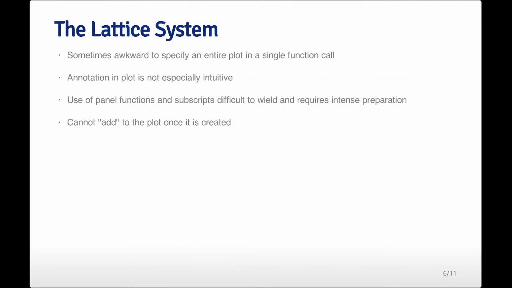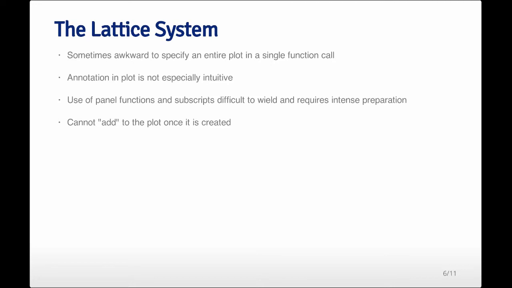So the downside of the lattice system is that sometimes it can be very awkward to specify an entire plot using a single function call, and sometimes it seems more natural to piece things together one by one, like in the base system. It's difficult to annotate a plot, especially after the plot's been generated. You can't add anything to the plot. It's done, and if you want to add something, you have to reconstruct the function call altogether.